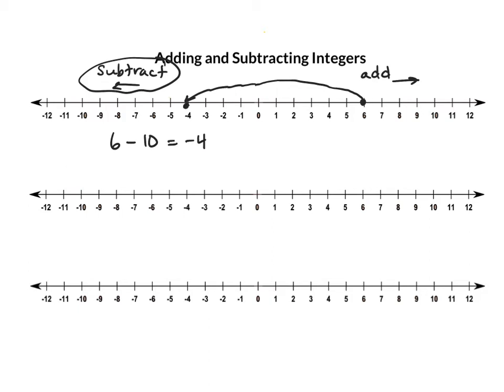If I had -3 minus 4. Here I am at negative 3. Again, I'm subtracting. I'm going to go 4 to the left. 1, 2, 3, 4. And I end up at negative 7.